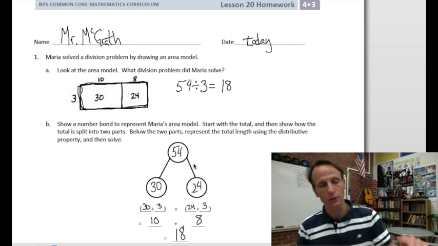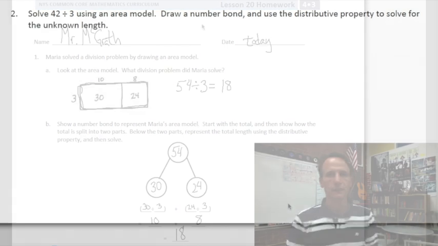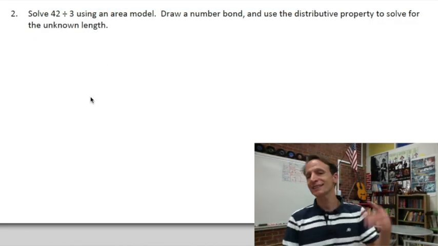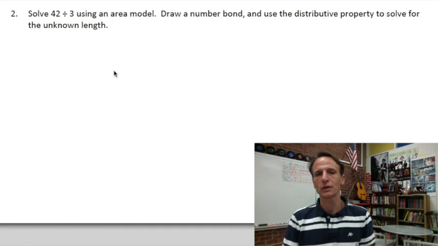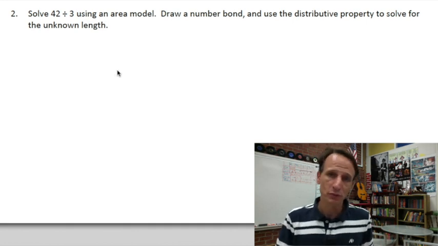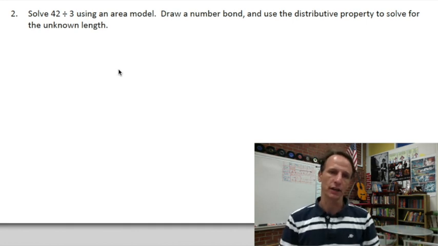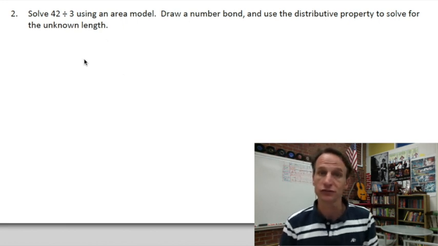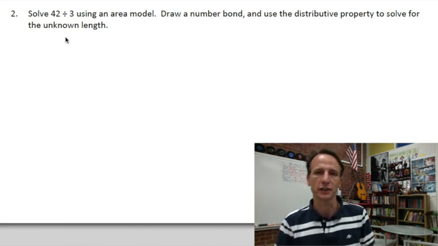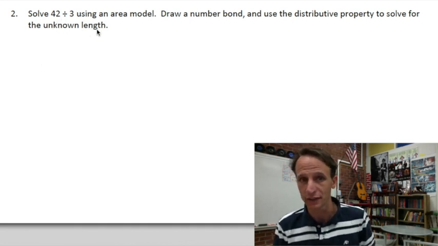So let's go on to number 2. Okay, and number 2, we're doing the same thing we did back in number 1, except now, no help from Maria. Thanks a lot, Maria. Okay, we'll do it ourselves. Fine. Good friend you turned out to be. Solve 42 divided by 3 using an area model.